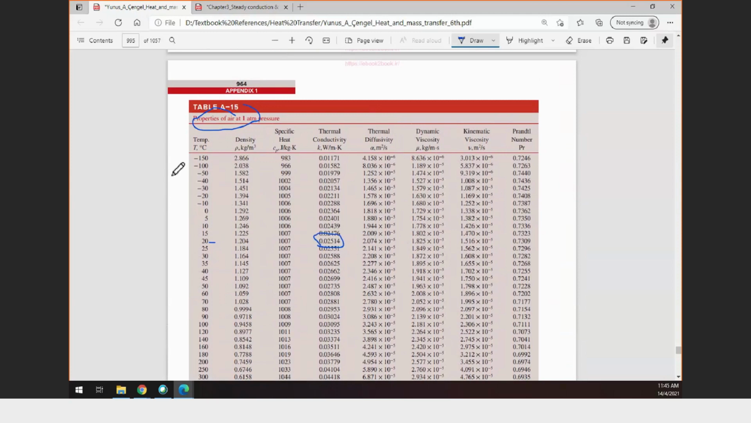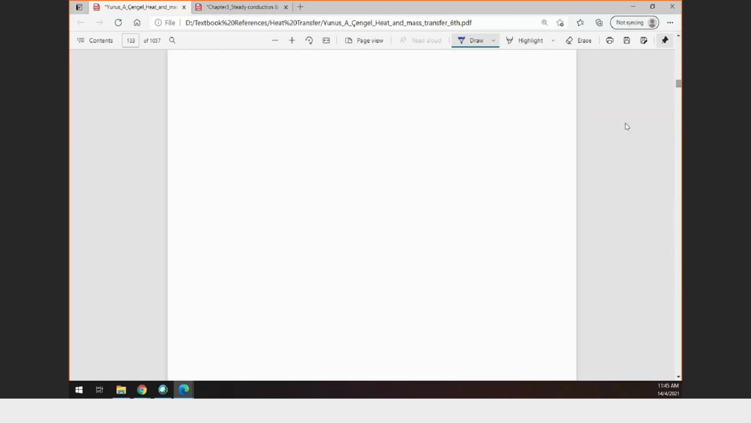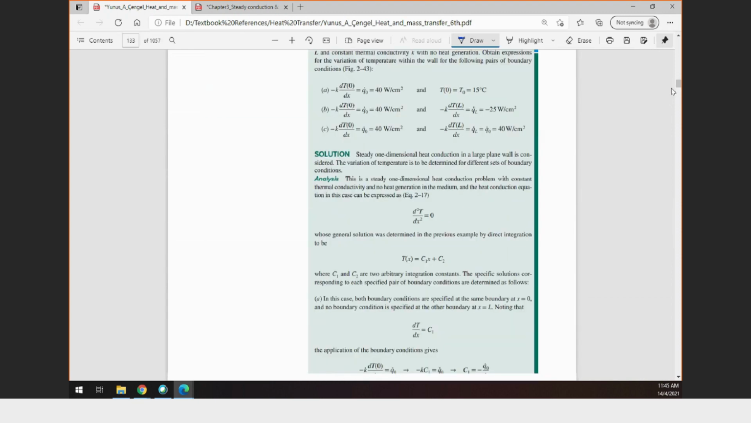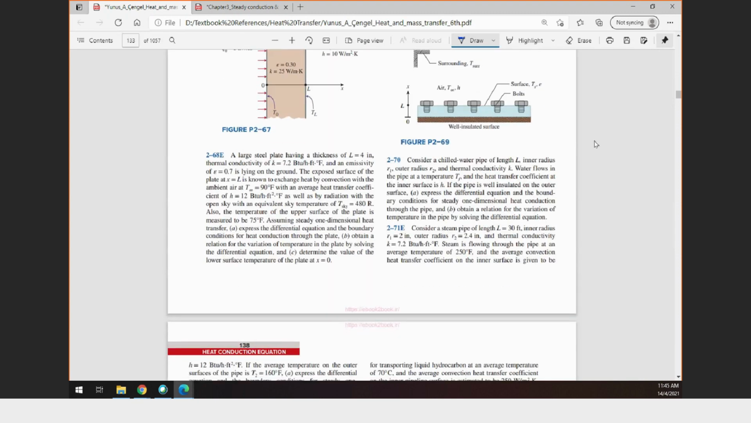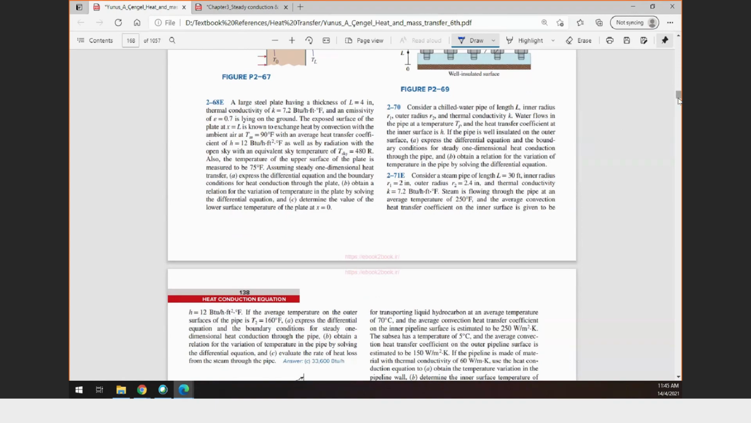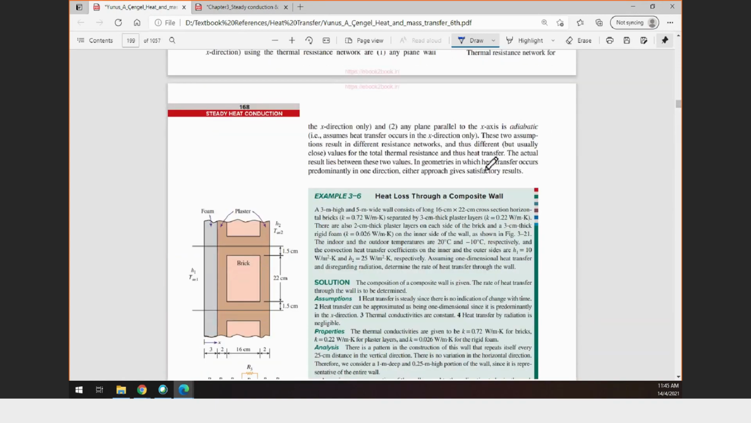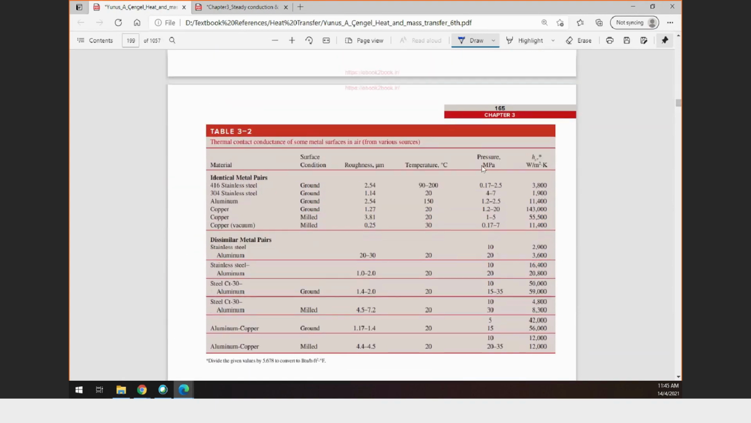So you can assume that the K value is taken at a temperature of 20 degrees Celsius, because you might not be sure of the exact temperature of the air. That is if the K value is not given. Okay, so you need to take it from the tables.